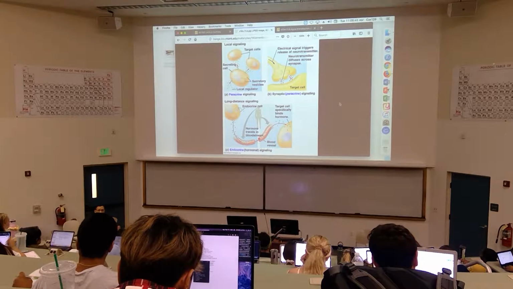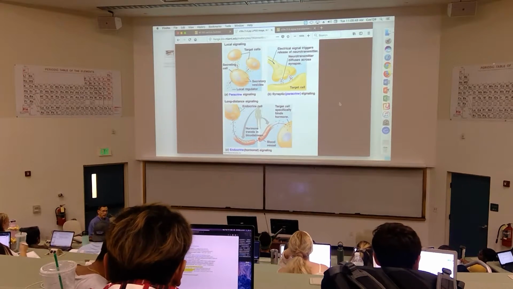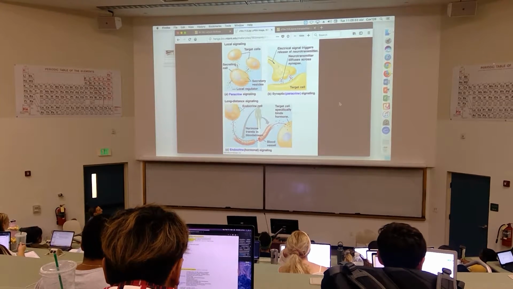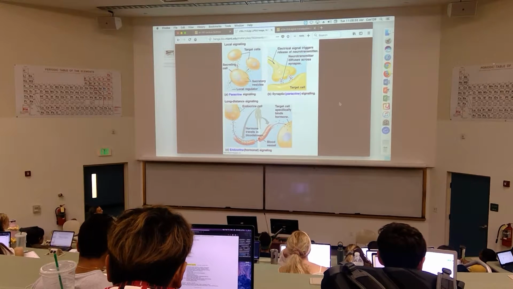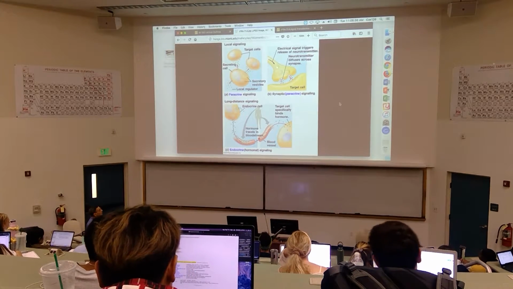The last lecture of the semester is going to be about neurophysiology and muscle physiology. In neurophysiology, this is a neuronal cell. This is the presynaptic cell. This is the postsynaptic cell. There's a space between it. An electrical impulse comes in.